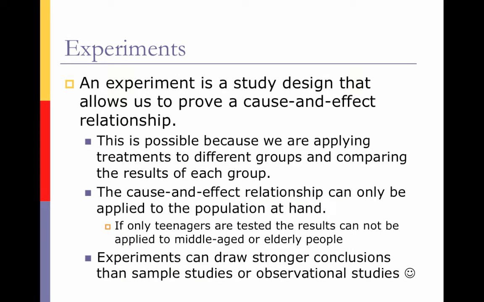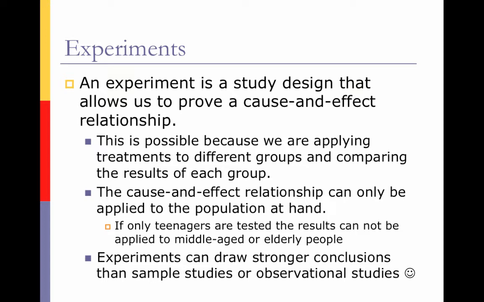In an experiment, it's a little bit different. An experiment is a study design that allows us to prove cause and effect relationship. So once again, in an observational study, you cannot prove cause and effect. In an experiment, you can. An experiment is actually the only way to prove a cause and effect relationship. The reason why this is possible is because you are applying treatments to different groups and then comparing the results of each group. So you are actually implementing a treatment onto subjects.